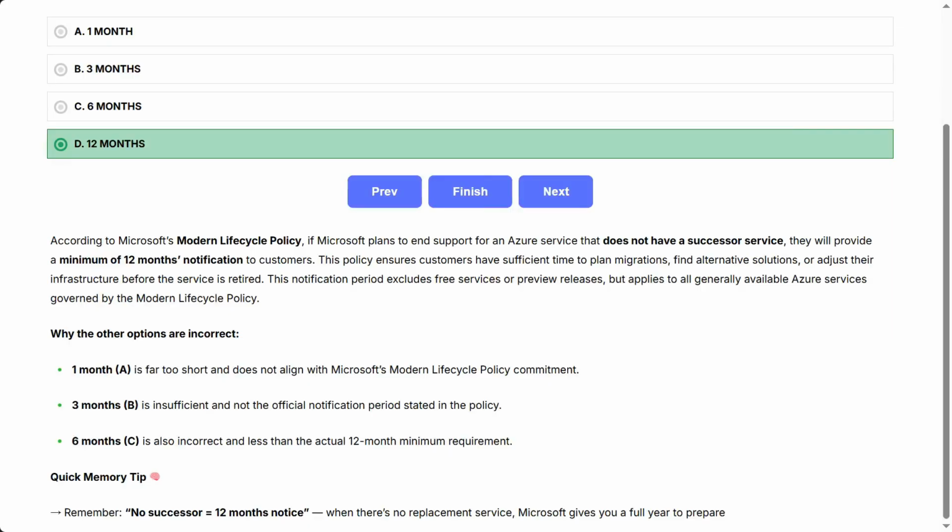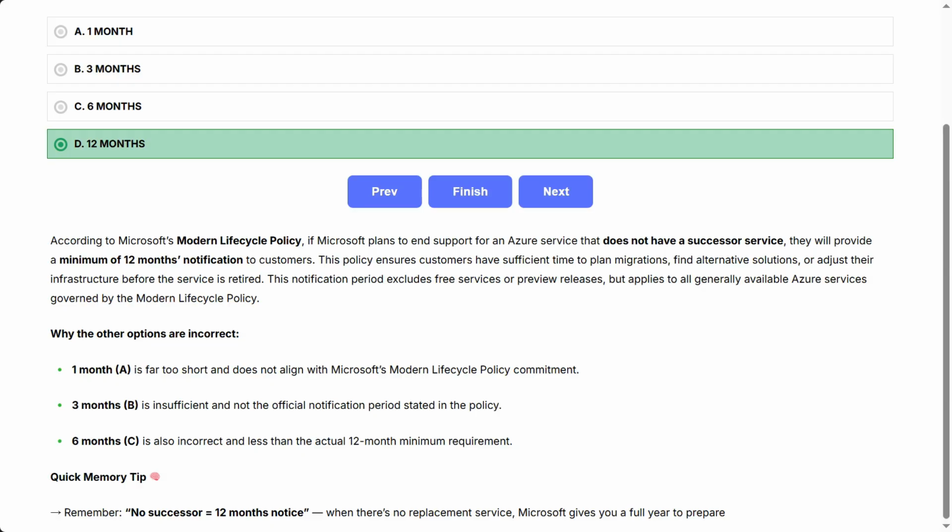This policy ensures customers have sufficient time to plan migrations, find alternative solutions, or adjust their infrastructure before the service is retired. This notification period excludes free services or preview releases, but applies to all generally available Azure services governed by the modern lifecycle policy.